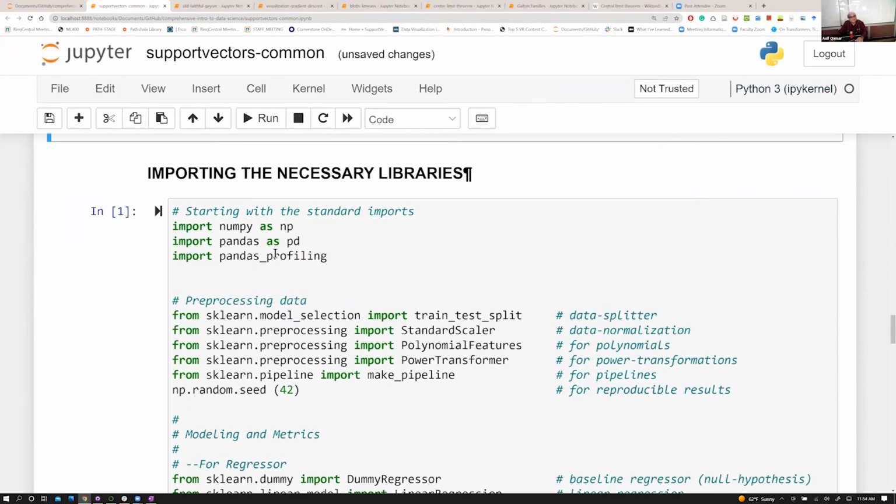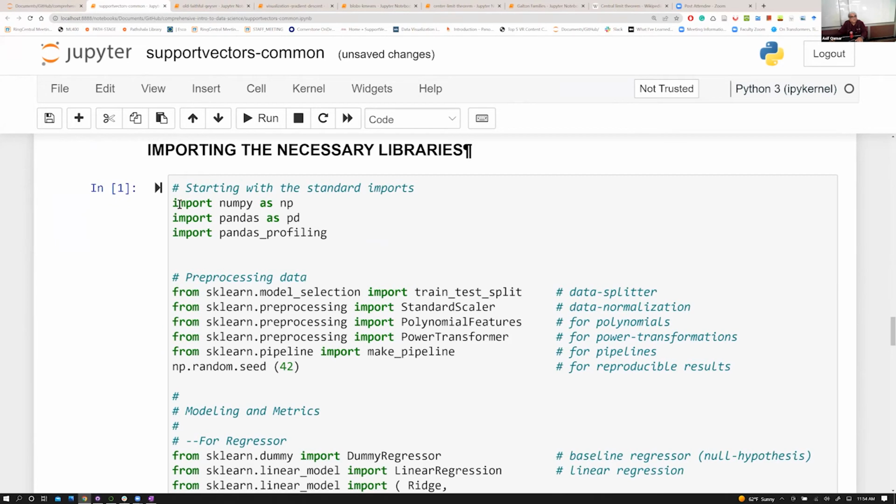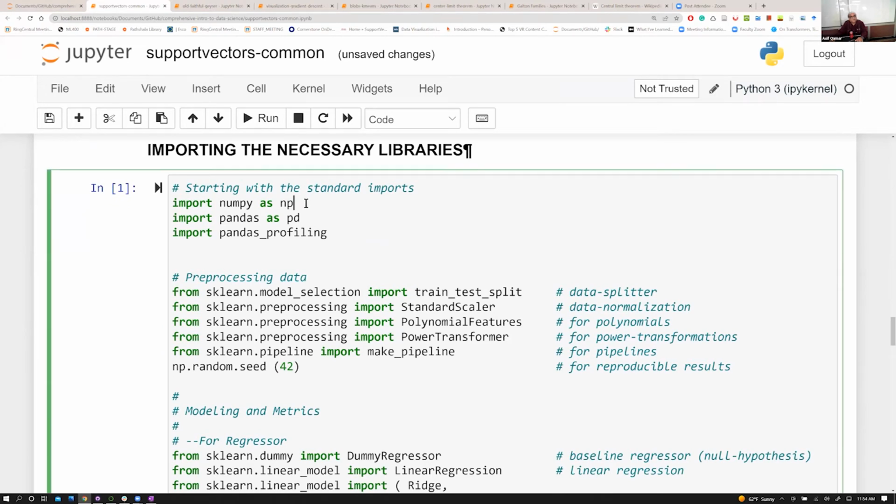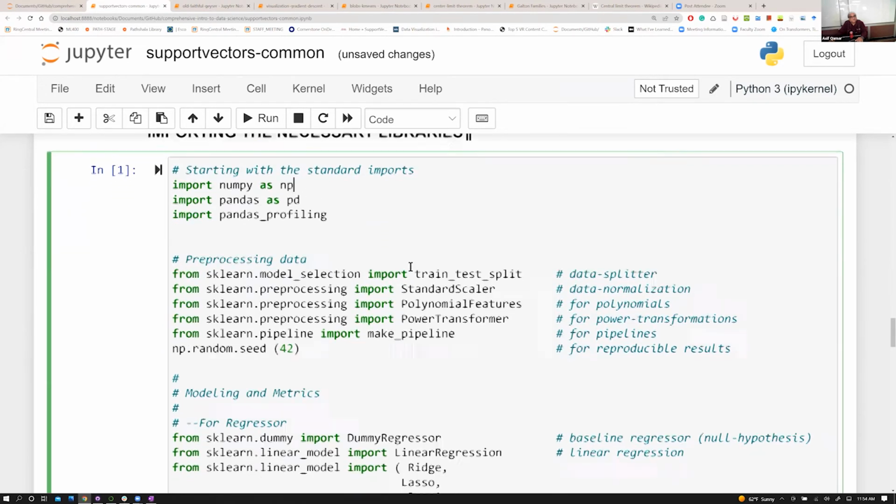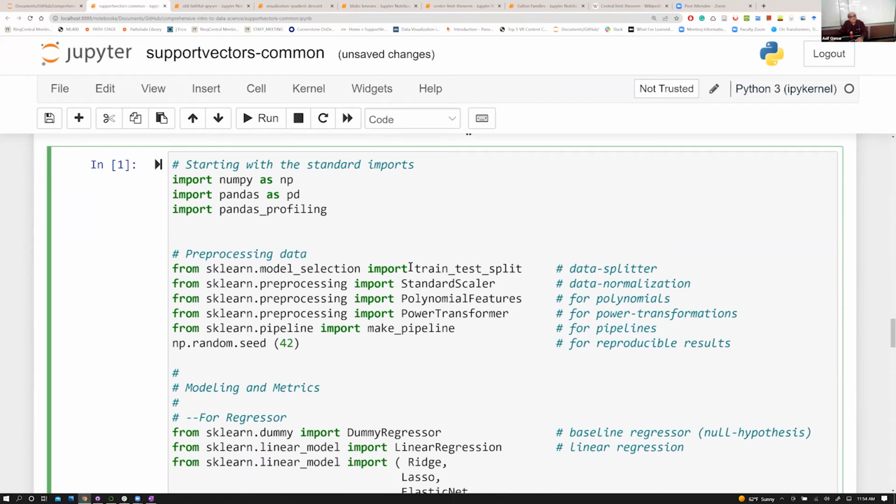Do you see that I'm importing? Let's go over the imports. Import numpy as np. Is this easy for us to understand, guys? What does numpy give us? Amongst other things, tell me one thing that numpy gives.